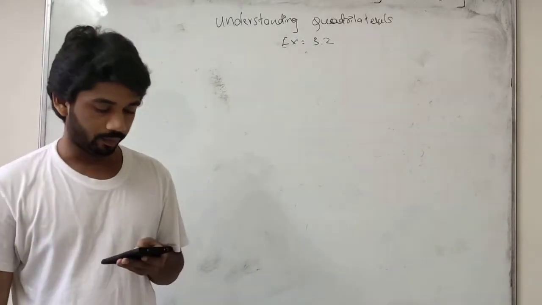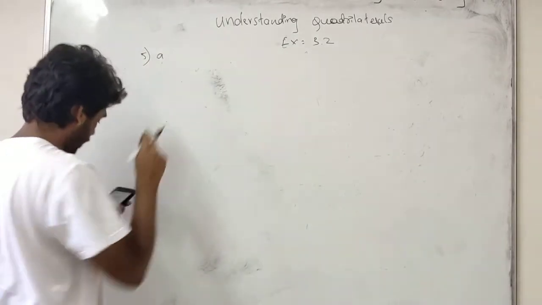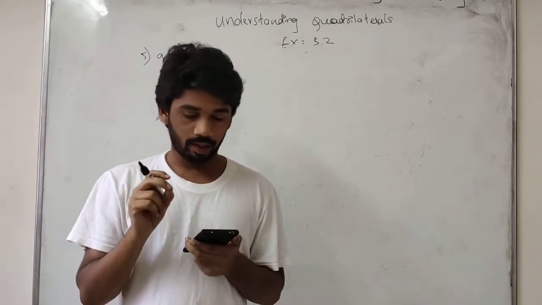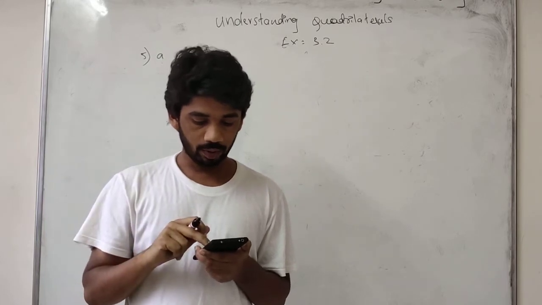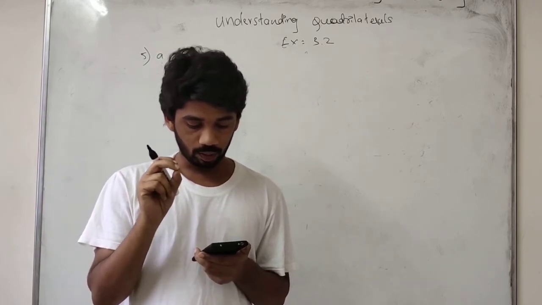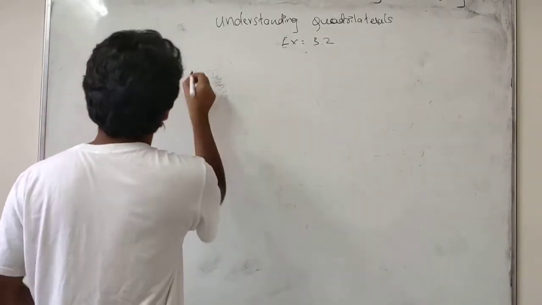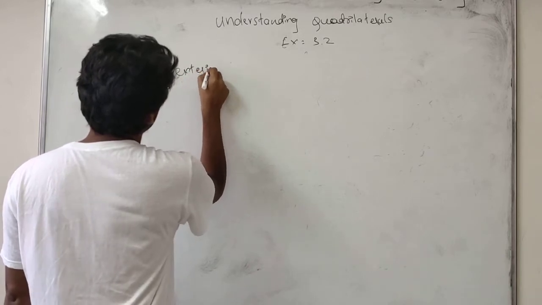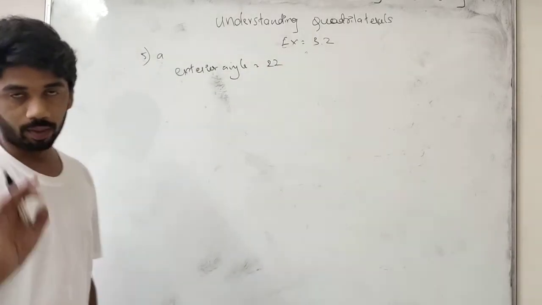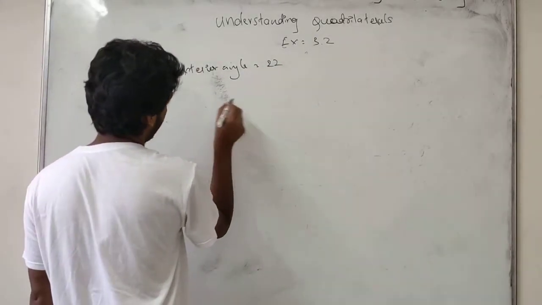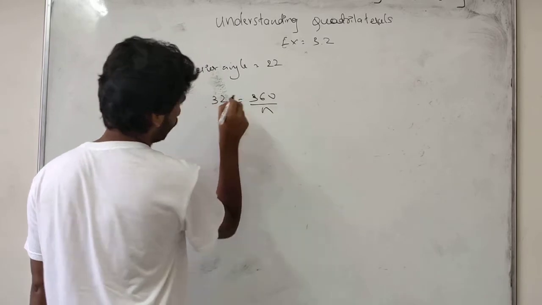Okay students, next question, the fifth one. Is it possible to have a regular polygon whose each external angle measures 22 degrees? Students, the external angle is given. Each external angle is 22 degrees. We need to find the number of sides, that is, n. So we know the formula: 360 divided by n is equal to 22 degrees.